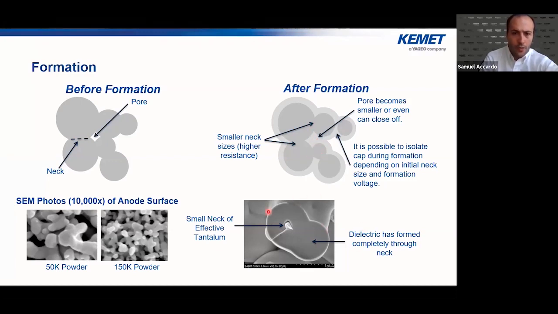And what you see here is basically an image that shows a small neck of a tantalum and then how the dielectric is formed through the neck. And then you could also see on this side over here the differences in the tantalum particles. What you see is the 50K powder and the 150K powder. The 150K powder has smaller tantalum particles. And by the way, the smaller the tantalum particles, the more capacitance you're going to have, but also the lower the voltage rating is going to be.